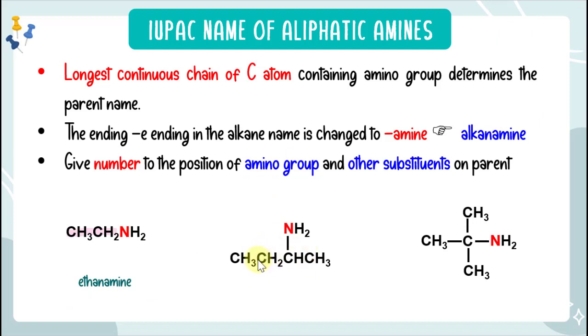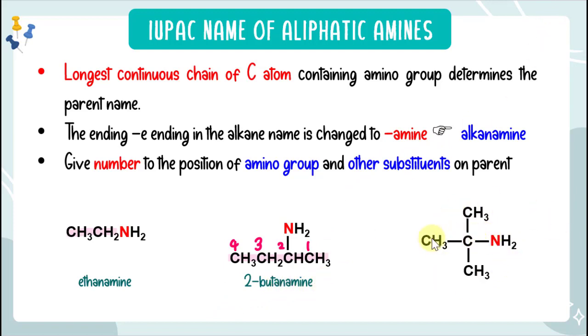For the second structure, we have this longest carbon chain. Since the position of the amino group is near to the right end, we are going to number it from right to left: 1, 2, 3, 4. So the IUPAC name for this structure is 2-butanamine. 2 because the position of the amino group falls on the second carbon. Butane, for 4 longest carbon chain. So the letter E in butane is changed into amine. So it will become 2-butanamine.